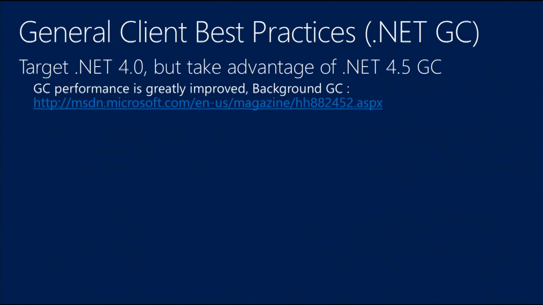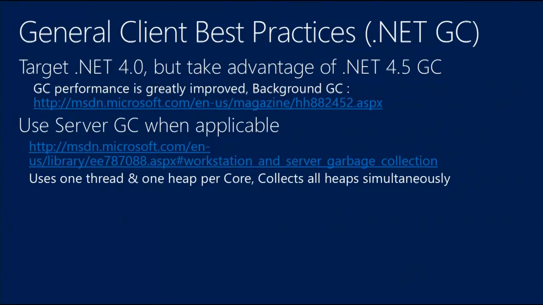The .NET GC specifically, if you're running services, there's a few best practices. We still recommend you target .NET 4 because we've discovered a couple incompatibilities on URI escaping. However, .NET 4.5 is an in-place install, which means you can take advantage of the .NET 4.5 GC while running against .NET 4. So there's a great blog post here about the GC performance, the background GC behaviors. Highly recommend you look at that.